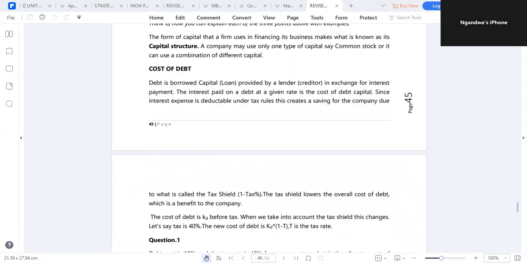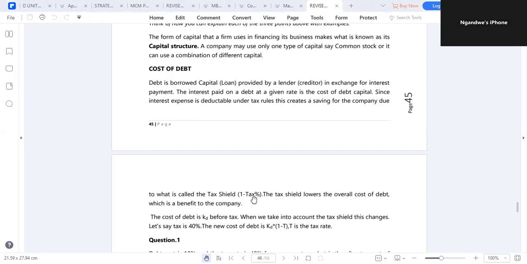It is a cost with interest payable to the lenders, and this interest is tax deductible. So companies will benefit from what is called a tax shield. The tax shield reduces the after-tax cost of debt. The formula is: the cost of debt after tax is equal to the cost of debt before tax, times (1 minus T). 1 minus T is called the tax shield. This is the formula we'll be using.